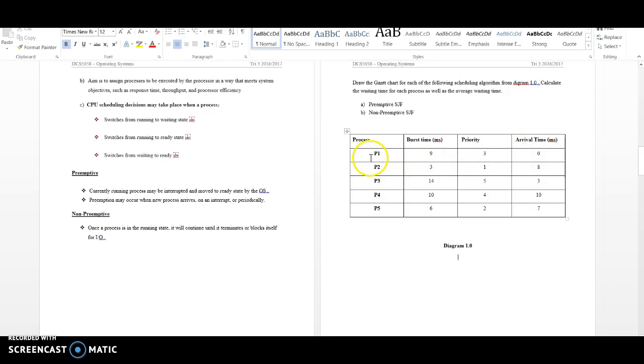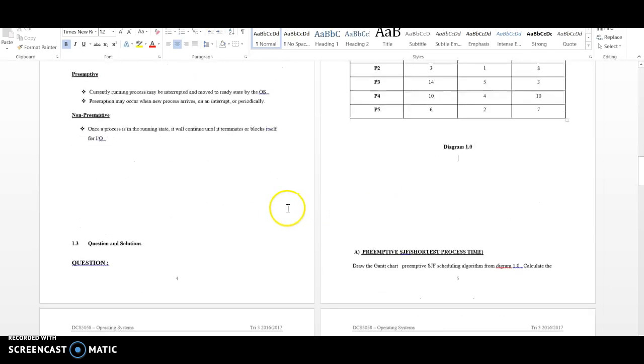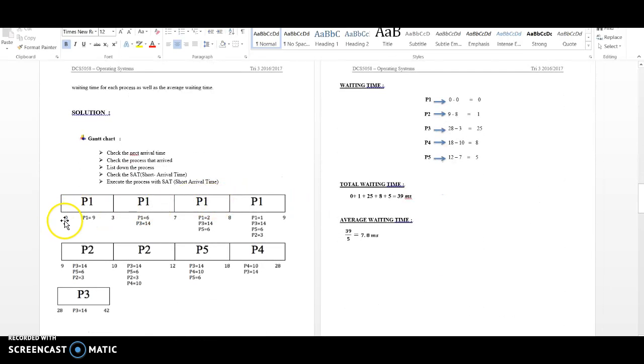So look here, this is P1. The burst time has been given, 9. We have to list it up. We start from 0. The burst time is P1 equals 9.